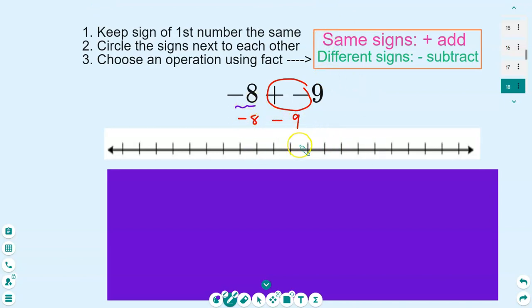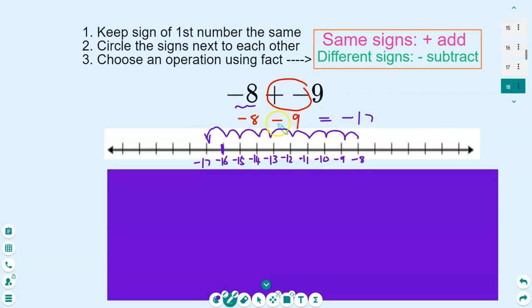-8 minus 9, we're getting more negative. So I'm going to put -8 over here because I know I'm going to need space to subtract that 9. So let's go 1, 2, 3, 4, 5, 6, 7, 8, 9, and see where we end up. Well, we've got -8, -9, -10, -11, -12, -13, -14, -15, -16, make sure that's in the middle, -17.